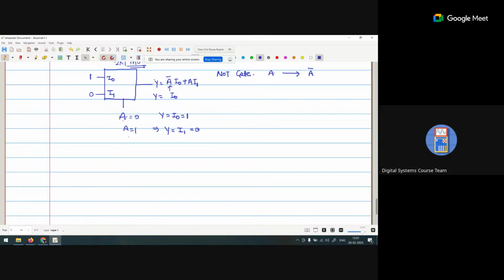So any doubt in the inverter? Any doubt in the inverter part, how we design this inverter using the 2 cross 1 mux? Shall we move forward?